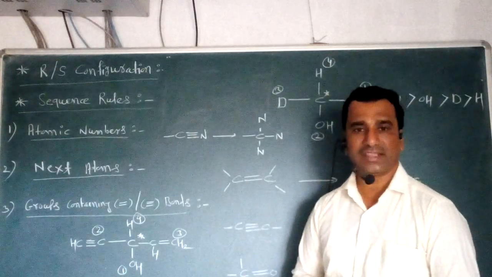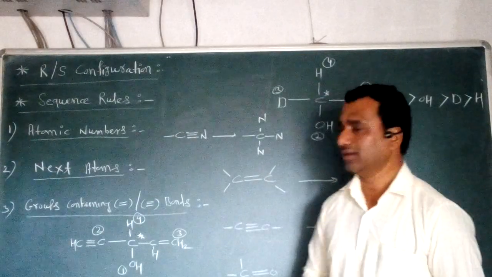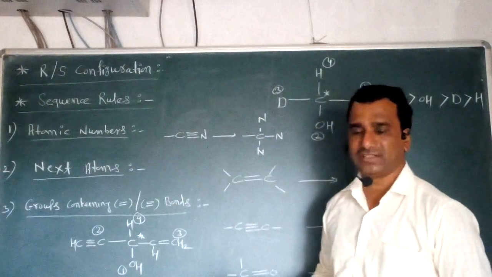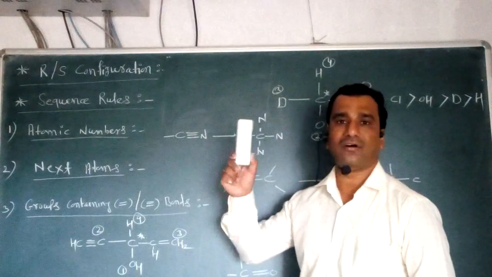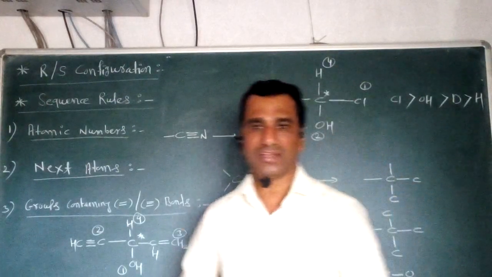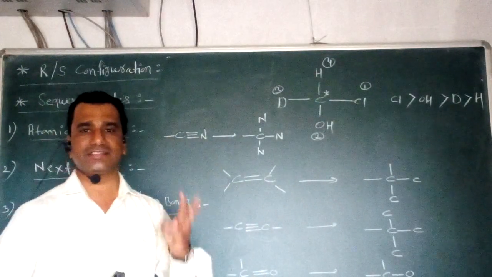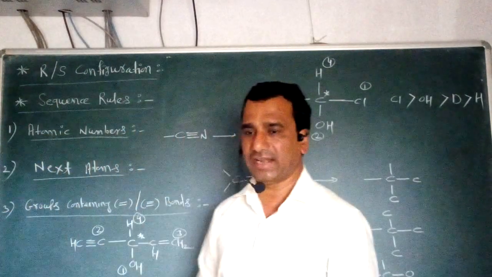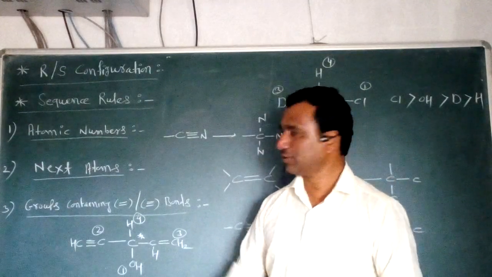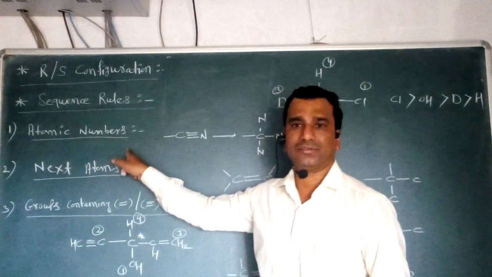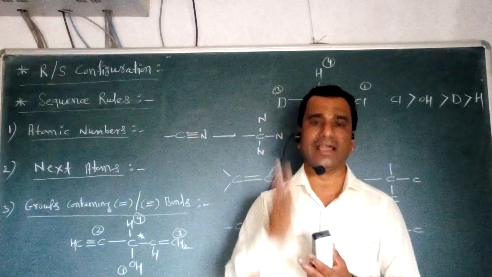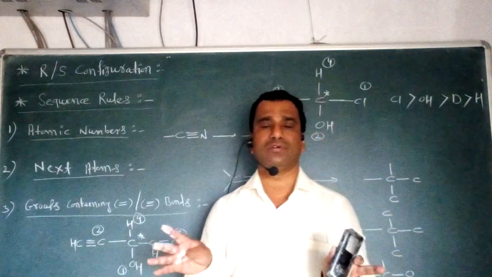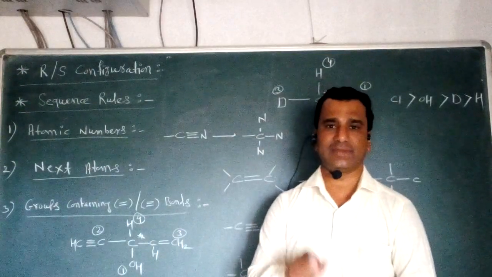So these are the three important sequence rules for assigning the priorities to the atoms or groups surrounding a chiral center. By using these priorities, it is very easy to assign either R or S configuration to the chiral center. In this lecture, we discussed the three important sequence rules for assigning R and S configuration. The first rule is that in order to assign priorities to the atoms or groups, you must take into consideration their atomic numbers. Those groups or atoms having the higher atomic number get the highest priority as compared to the lower atomic number groups or atoms. If there are two isotopes, at that time you have to take into consideration their respective mass numbers.